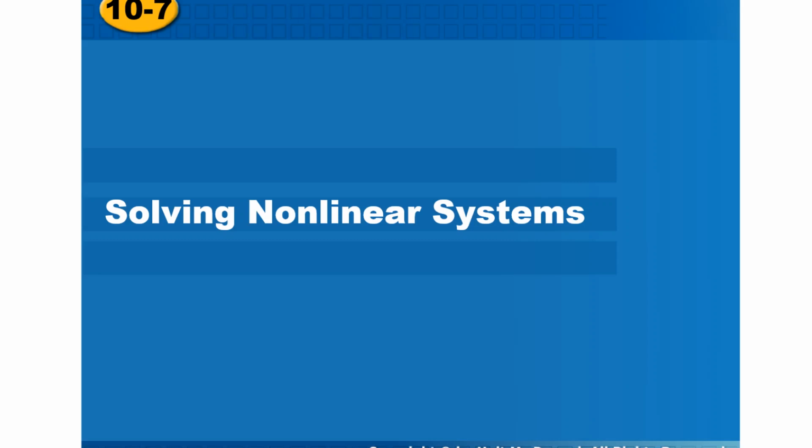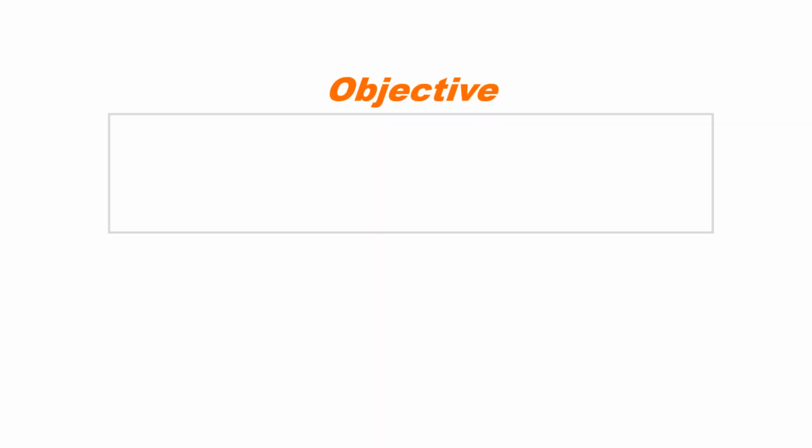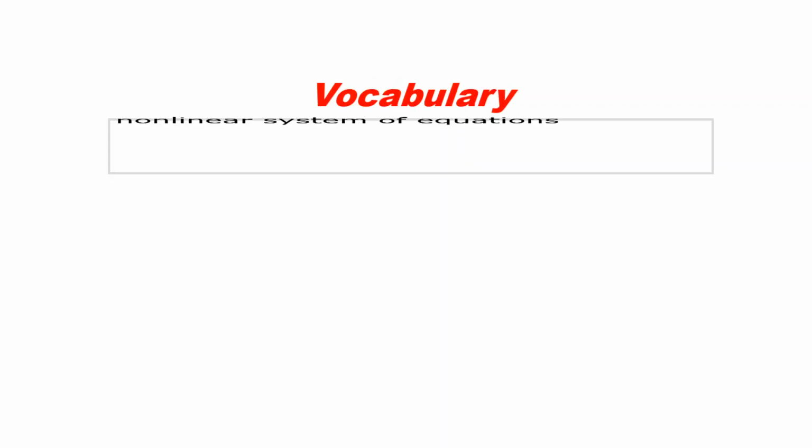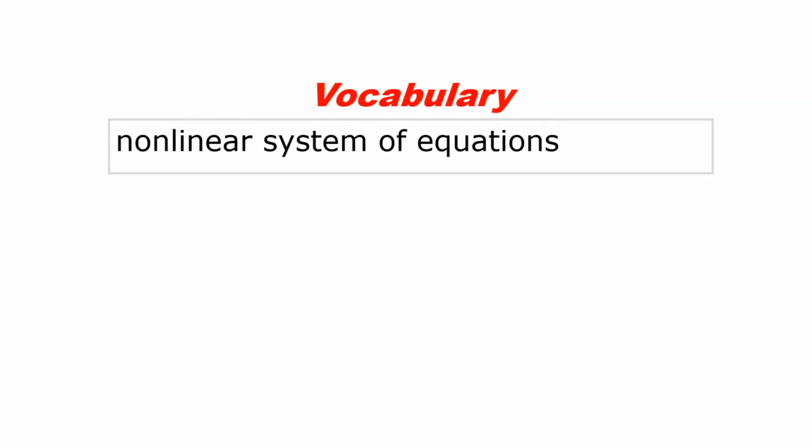Hey everyone, welcome back. This is lesson 10.7, solving nonlinear systems. The objective for today: you'll be able to solve systems of equations in two variables that contain at least one second-degree equation. Your vocabulary for today is nonlinear system of equations.